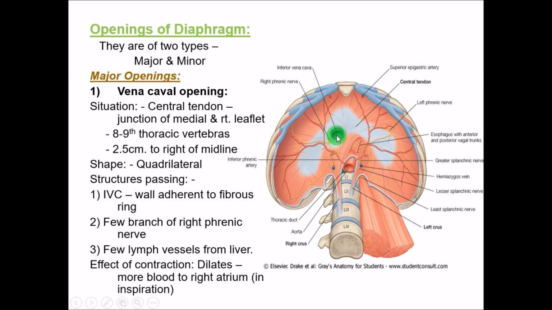The vena cava will be entering from the abdomen to the thorax, as well as the few lymph vessels from the liver. And the right phrenic nerve will be entering from the thorax into the abdomen.